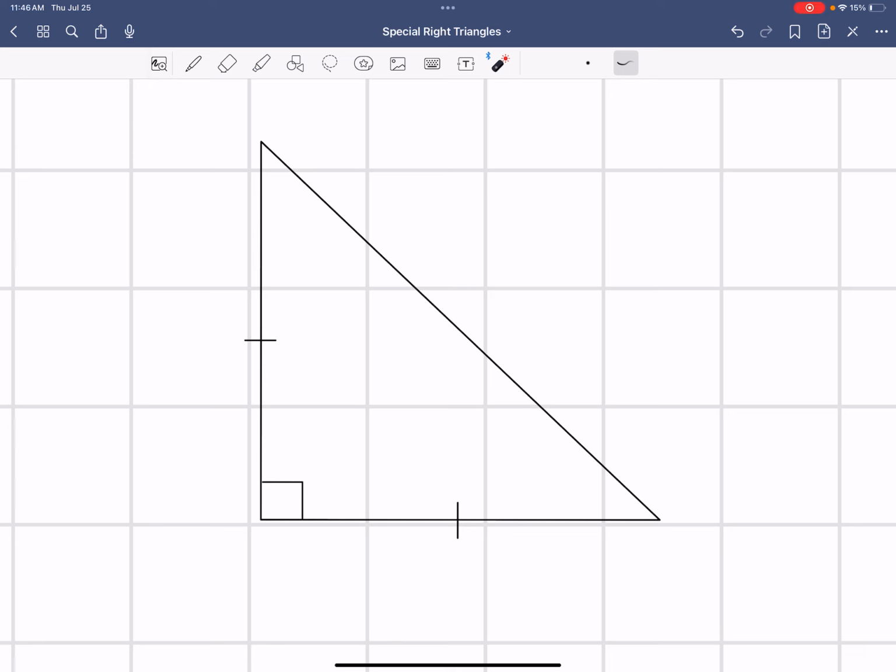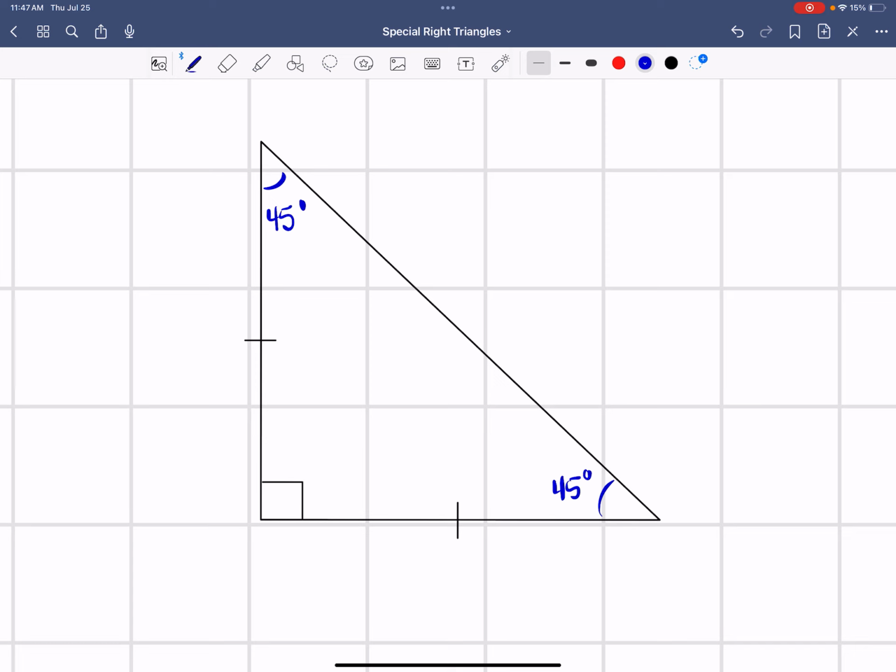Now this one, it's not labeled, but we know that these two legs here are congruent. They're the same length. And the isosceles triangle theorem tells us that if two sides of a triangle are congruent, then the opposite two angles are also congruent. So these two angles we know are the same. Remember also that the two acute angles of a right triangle need to be complementary. And if these two angles add to 90, and they're also the same, they must both be 45 degrees. So this is our 45-45-90 triangle.